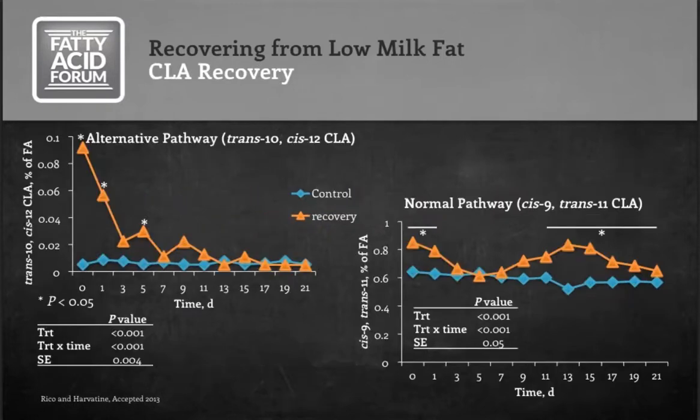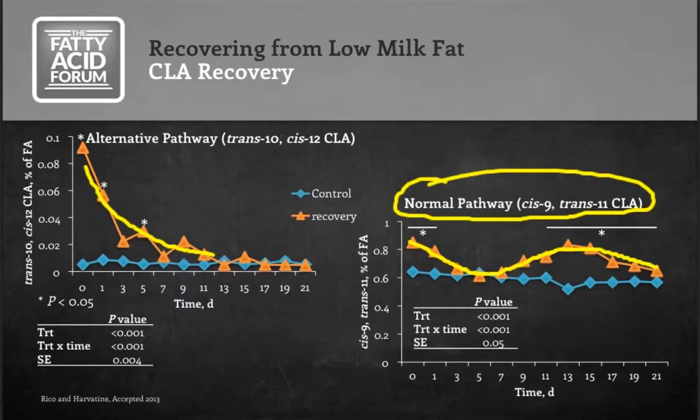When we look at our biohydrogenation pathways during the recovery, we see a progressive decrease in the alternate pathway. And then in the normal pathway, we do get a decrease initially, but then a secondary rise in the concentration of the normal intermediate of the biohydrogenation pathway.